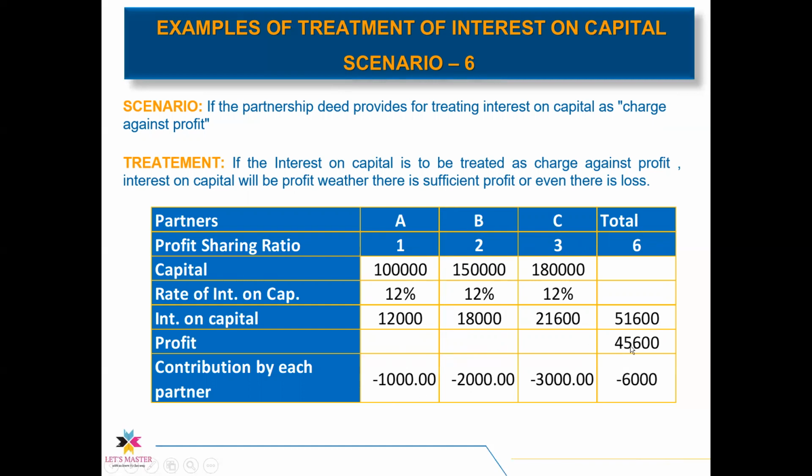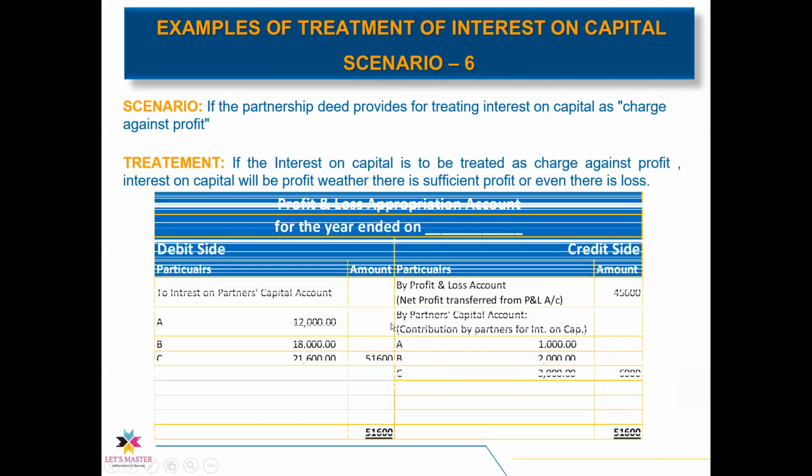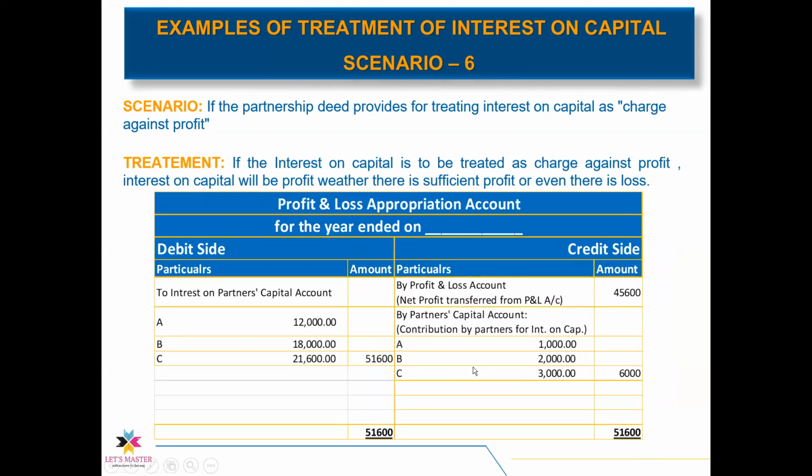So for 45,600 of profit plus 6,000 that we have brought in from the partners' capital account, that would be added to this amount, and we will make this amount 51,600, and this would be provided to the partners as interest on capital. And in this scenario, the profit and loss appropriation account would look like this. So here we have got profit of 45,600. Then we have brought in another 6,000 from partners' capital account. So this is contribution by partners for interest on capital.